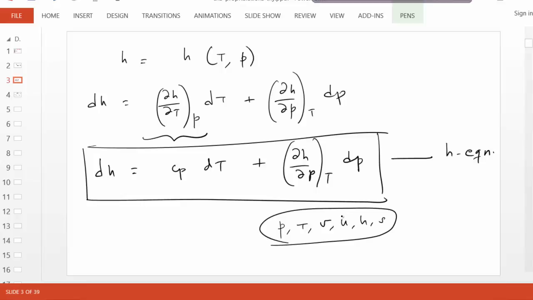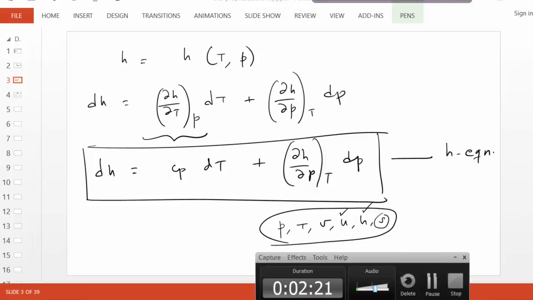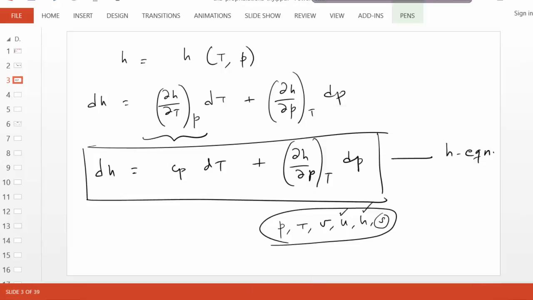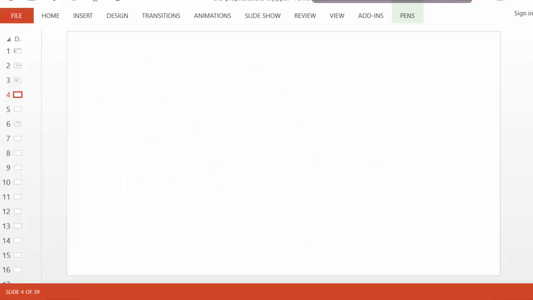So we now have a relationship for U, we have a relationship for H, and now what about entropy? Well, without going into a detailed derivation, let me just give it to you. It's called the TdS relation.